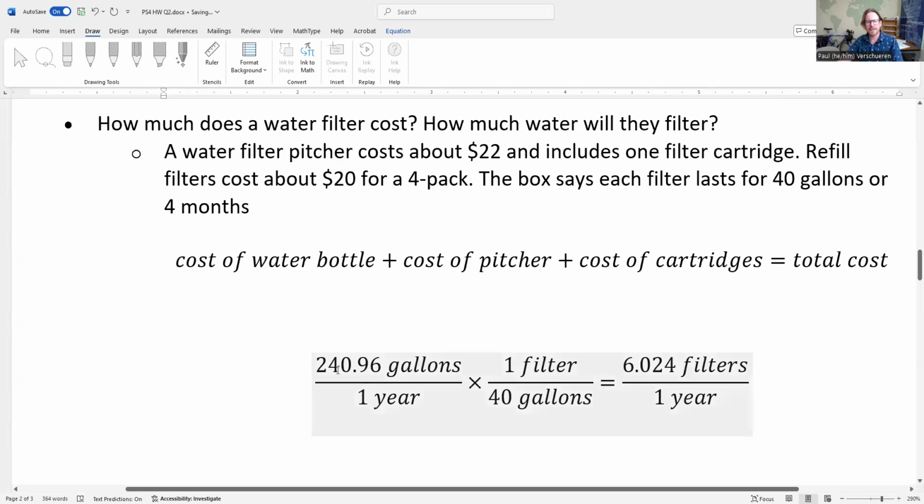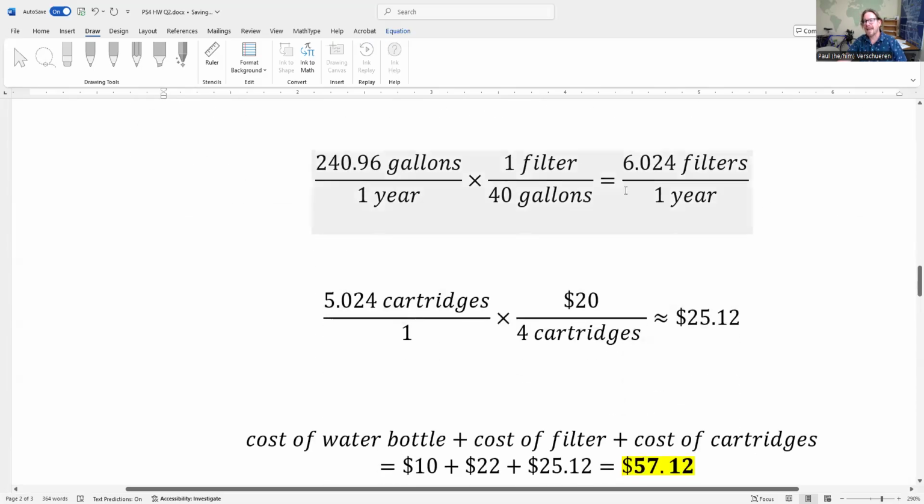So we already have this number of 240.96 gallons per year. One filter gets us 40 gallons. So we're actually going to need 6.024 filters in a year. We'll need several more filters. But again, the pitcher comes with the first one. So we actually only need to buy 5.024 additional cartridges, $20 for 4 cartridges. That cost is going to be $25.12.